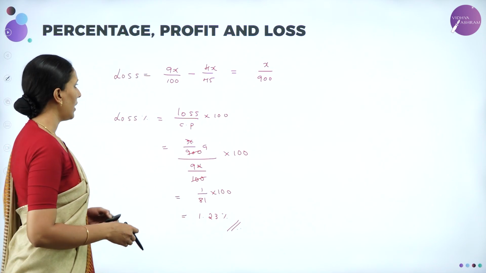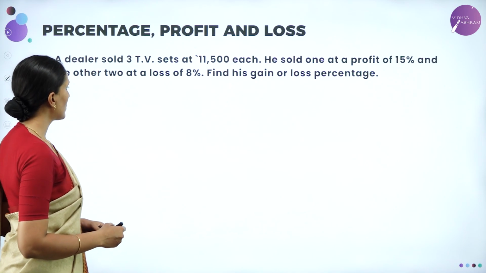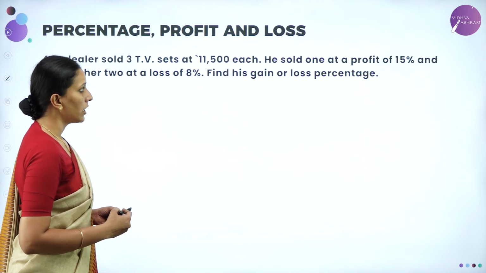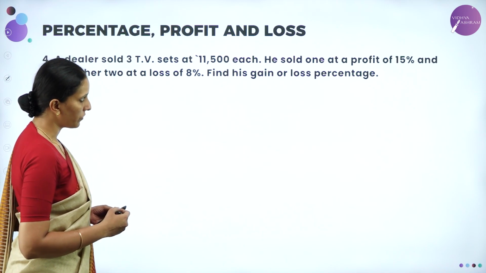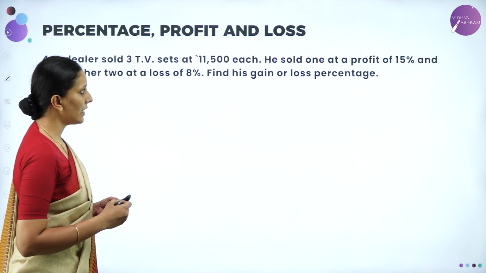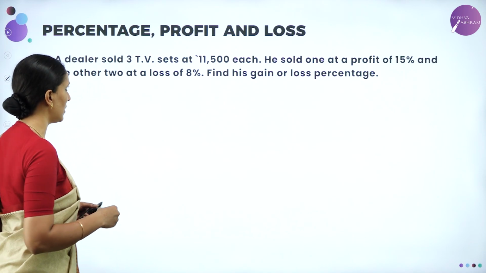So the person incurred a loss of 1.23%. Next one. A dealer sold 3 TV sets at 11,500 each. He sold one at a profit of 15% and the other 2 sets at a loss of 8%. Find his gain or loss percentage.